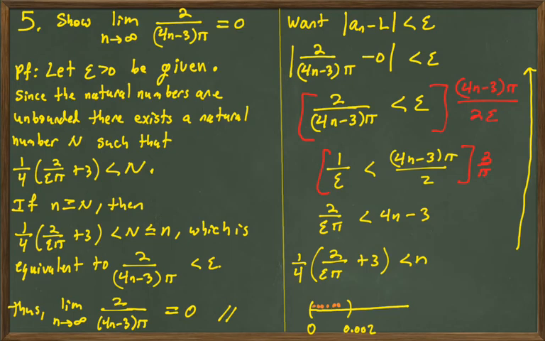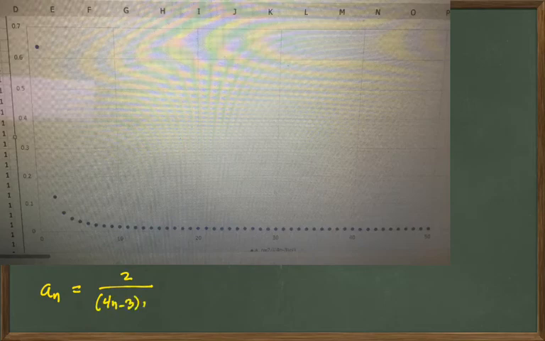So in the next couple of examples, I've used Excel to plot what this looks like. So here I've done a plot in Excel of the sequence a sub n equals 2 over 4n minus 3 pi. Okay, and you can see that it is certainly flattening out to 0. And so certainly infinitely many points in the sequence are going to be very, very close to 0.